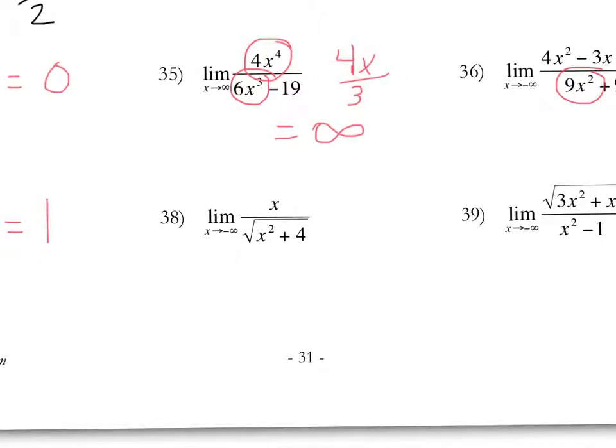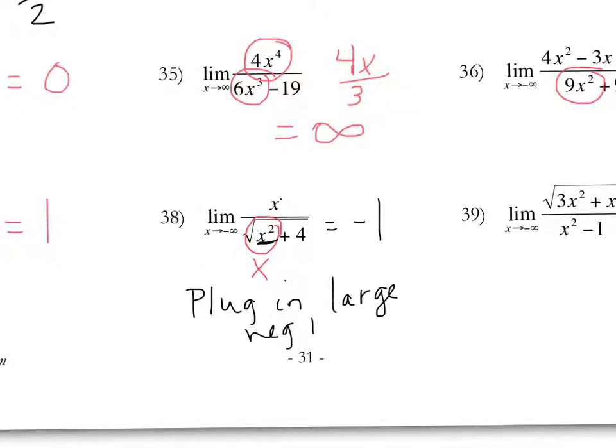Similar situation here where I've got the x, but if you picture what will happen if you plug in a really large negative number, when we plug the negative number inside the square root, that's going to be positive, and the square root of a positive number is still going to be positive. But in the numerator, when you plug in a negative 1 billion, then you get negative x over positive x. So we're going to end up with negative 1. I thought of that by plugging in large negative numbers. That helped me figure that one out.